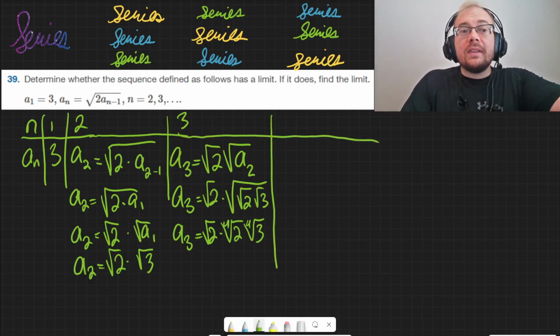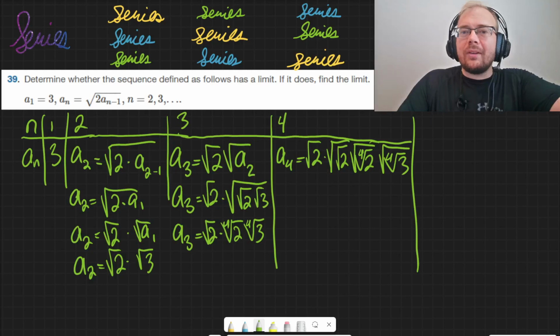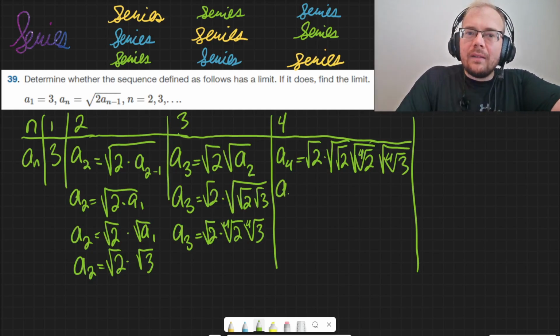Okay, this is actually going to be really similar to the previous one we were working on. So a sub 4 is the square root of 2 times the square root of all that. So the square root of the square root of 2, the square root of the 4th root of 2, and the square root of the 4th root of 3. It's getting pretty crazy over here, guys. Okay, a sub 4 is the square root of 2, 4th root of 2, 8th root of 2, and the 8th root of 3.